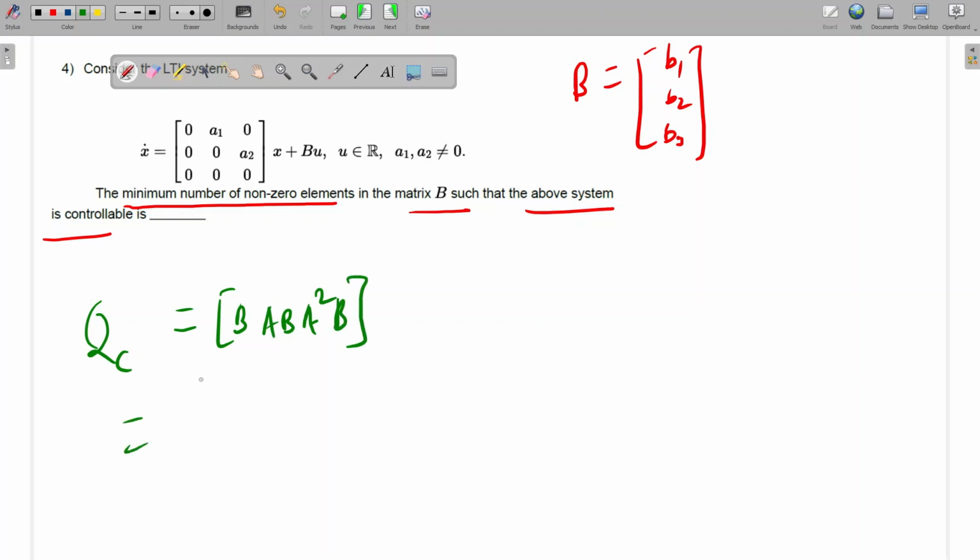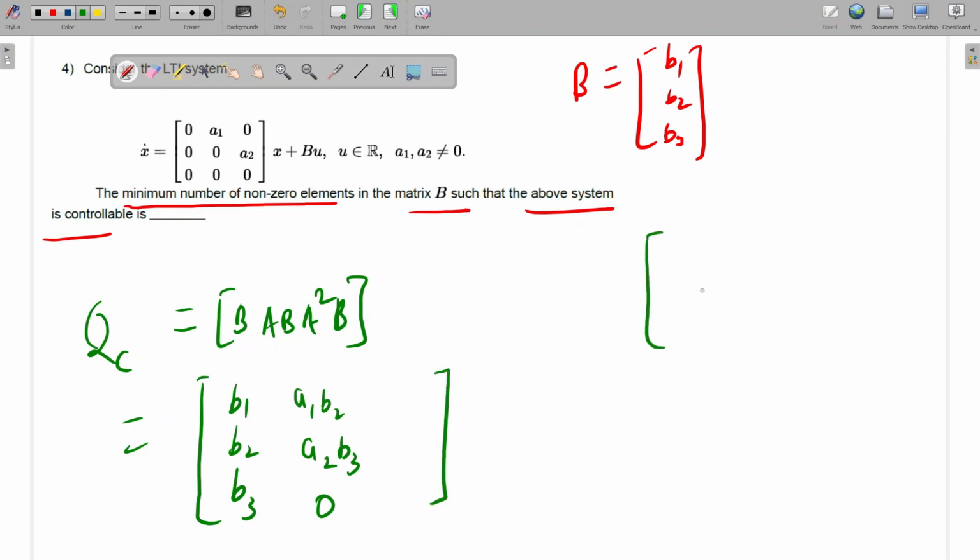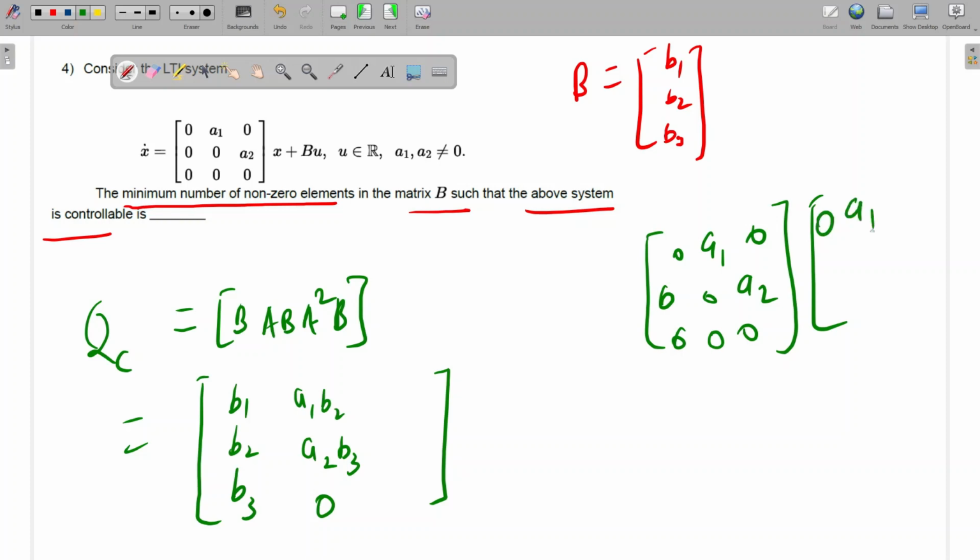Okay. So first will be B1, B2 and B3, and then AB will be this first row into first column, this one. So A1, B2. So that will be A1 B2. First will be A1 B2, and again here it will be A2 B3, and third will be 0. Okay, and then A square B we have to compute. So 0, A1, 0, 0, 0, A2, and third is 0 0 0. So A square we can compute here: 0, A1, 0, again 0 0 A2 and 0 0 0.